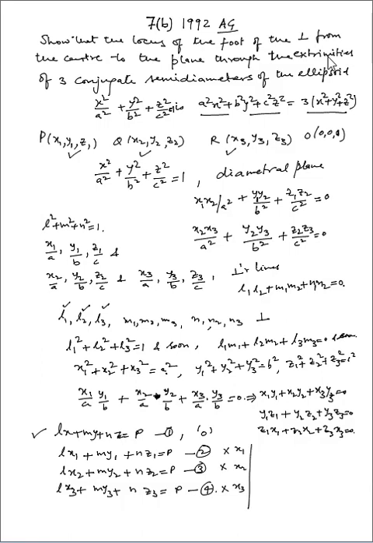So from the first term we get Lx1 square, and likewise for each, plus x2 square plus x3 square, plus M into y1 x1, so this will be x1 y1 plus x2 y2 plus x3 y3, plus N times x1 z1 plus x2 z2 plus x3 z3 is equal to P times x1 plus x2 plus x3.